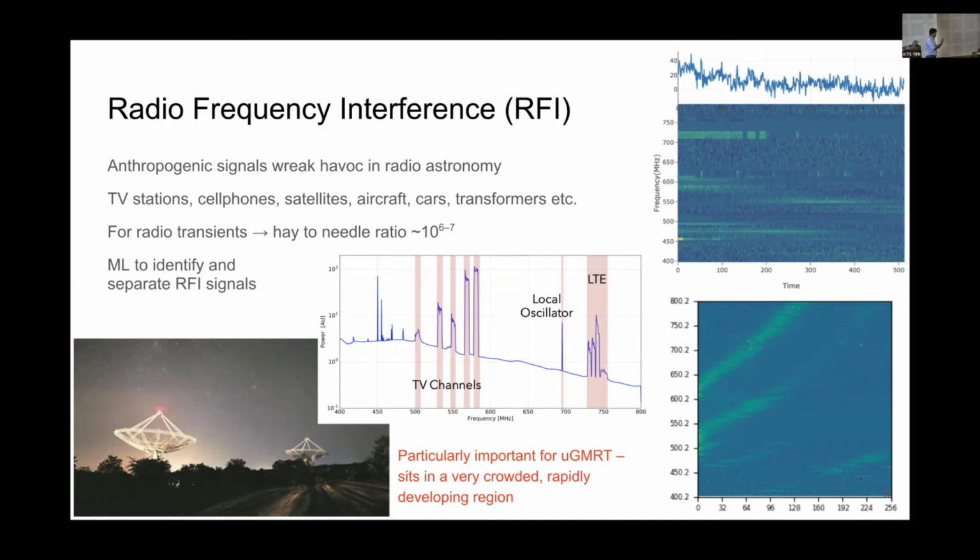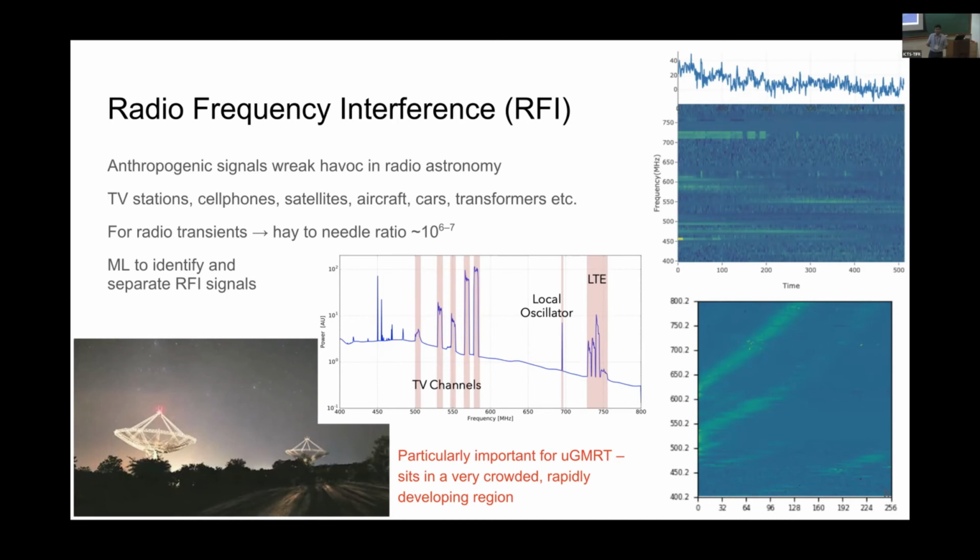Transformers, even bad connections between transformers. High voltage lines will cause sparking, which causes broadband RFI. And you see all sorts of weird signals. These are just a very small sample of examples. And this is particularly important for a telescope like GMRT, which sits in the Pune-Nashik region, which is developing rapidly.